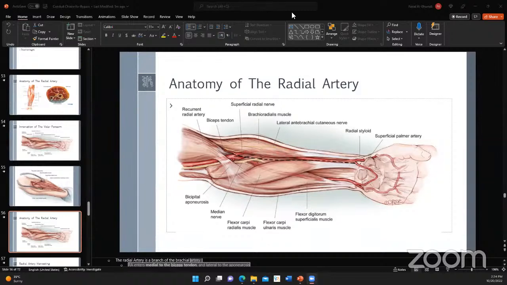Can I have another better marker? Can you see my pointer? Is it clear? Yes, Faisal, it's clear. So the two nerves are the lateral antebrachial cutaneous nerve and the superficial radial nerve. These are the most commonly injured nerves. So two muscles, two branches, two nerves. Thank you very much.